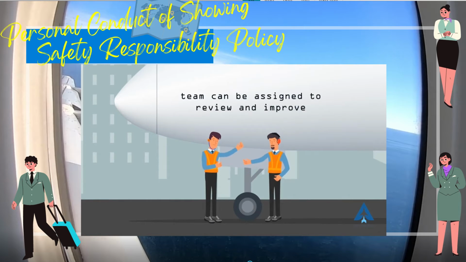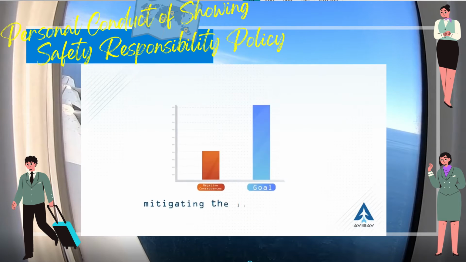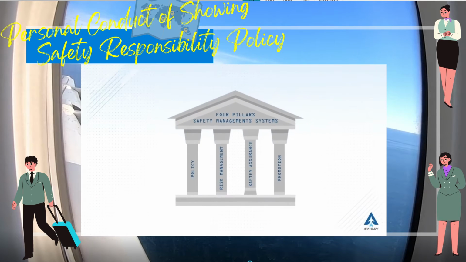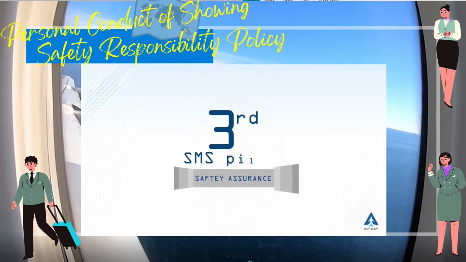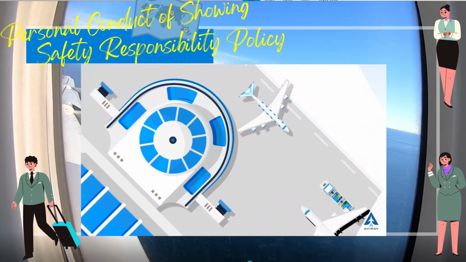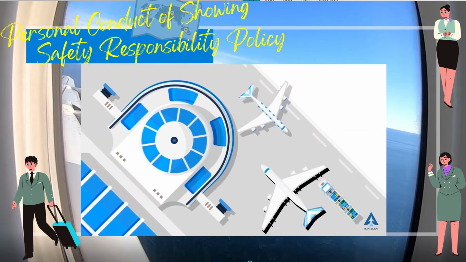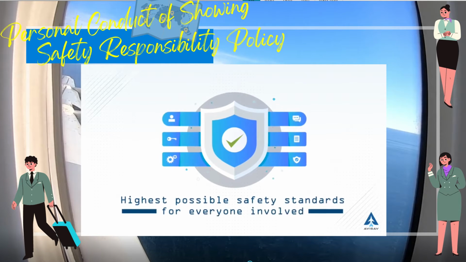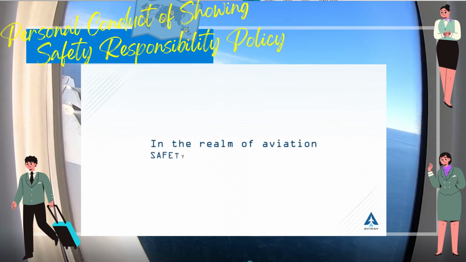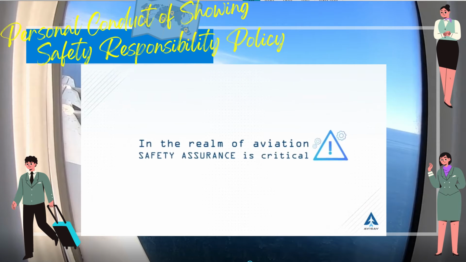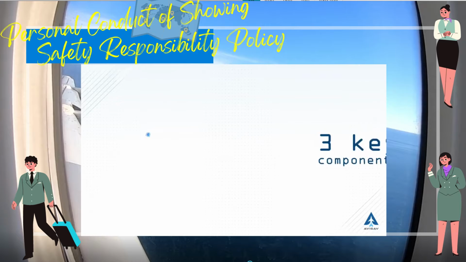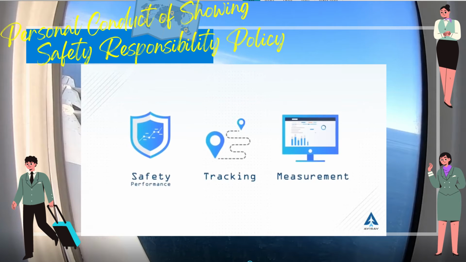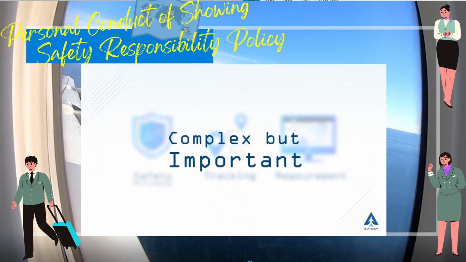Once a hazard has been identified, risks can be analysed and a team can be assigned to review and improve upon problematic areas, mitigating the likelihood of a negative event. Safety assurance, the third SMS pillar and one of the most important. This pillar involves implementing actions pre-planned by air service providers, ensuring the highest possible safety standards for everyone involved. In the realm of aviation, safety assurance is critical, with 3 key components. Safety performance tracking and measurement is complex but important.